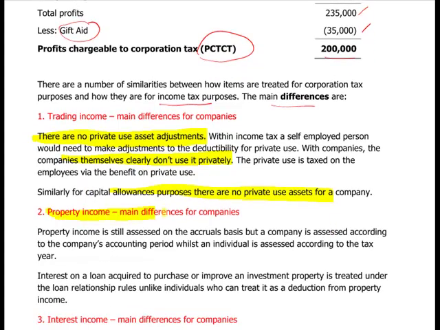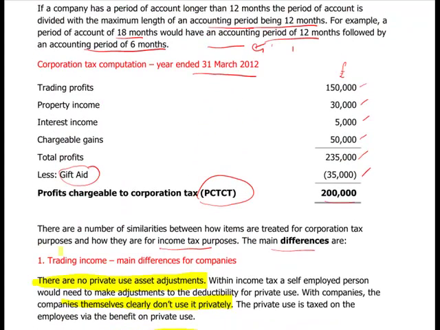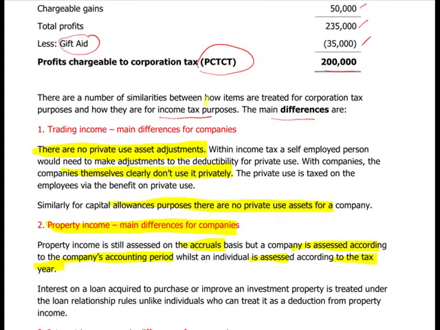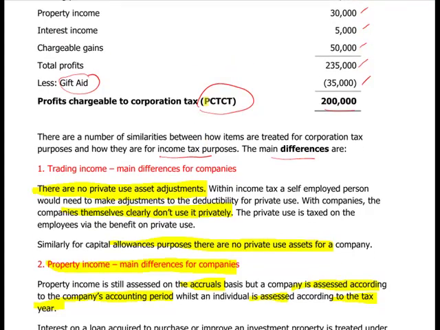Right, property income, main difference for companies. Property income is still assessed on the accruals basis, but a company is assessed according to the company's accounting period, whilst an individual is assessed according to the tax year. So a tax year 11-12. You wouldn't say to this company up here, oh, your corporation tax is year ended 31st of March 12, therefore that's in the tax year ended 5th of April 2012, that's 11-12. You don't do all that. You apply a tax rate to the accounting period based on financial years, which start 1st of April.